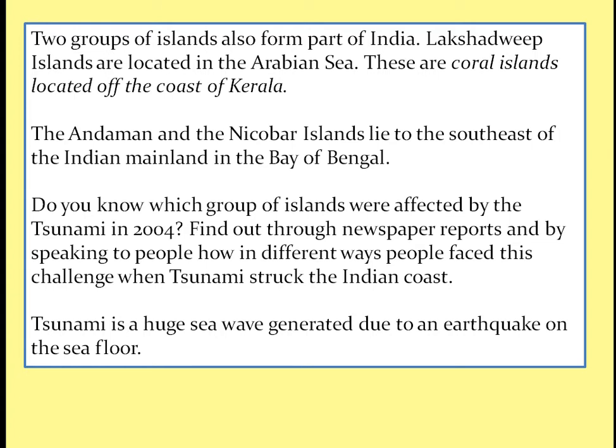The two island groups are Lakshadweep and Andaman and Nicobar. Lakshadweep is located in the Arabian Sea. These are coral islands located off the coast of Kerala. The Andaman and Nicobar islands are situated in the Bay of Bengal, right? These islands were affected by the tsunami in 2004, and the southernmost point, that's Indira Point, was submerged into the water.